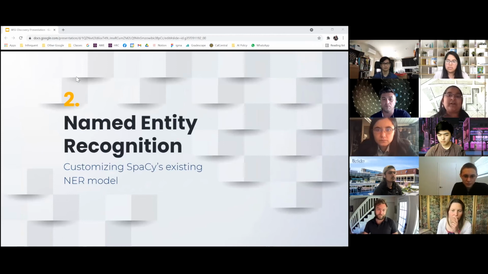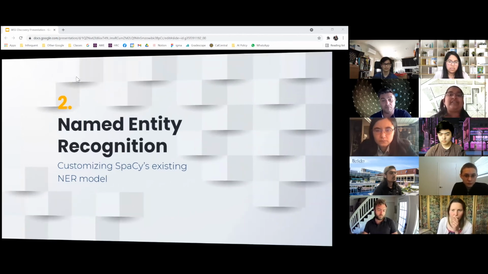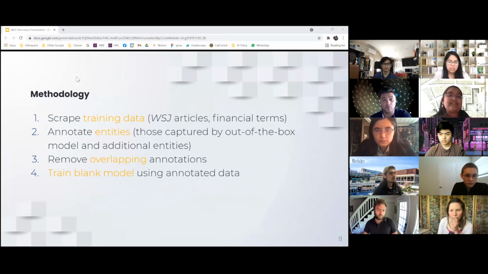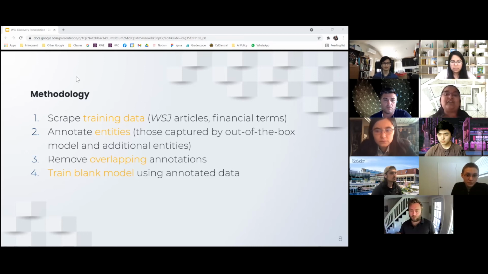Yeah, so to address these problems, we spent the majority of the semester customizing these out-of-the-box models. For named entity recognition in particular, this consisted of four steps. First, scraping the textual data and financial terms used for training. Second, annotating the entities that the out-of-the-box model normally catches that we want to keep catching, as well as annotating the new entities that the model currently doesn't catch. Third, removing the annotations between those two sections that are duplicates or overlapping. And finally, using the annotated data set to train the blank model.